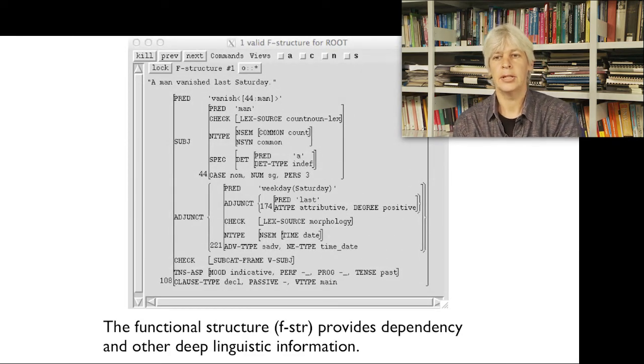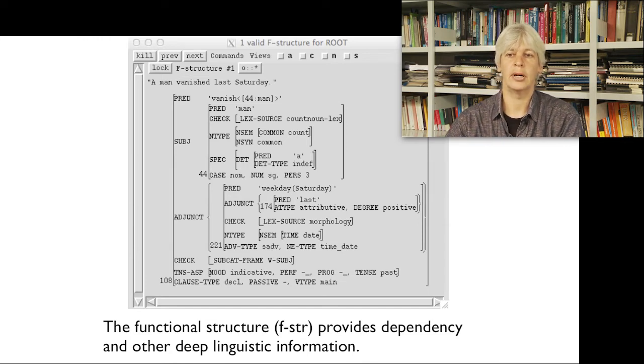And in addition to the linear order and the constituency structure, you also get something called a functional structure in LFG, or an F structure. This provides dependency and other deep linguistic information. So what you've got here, for a man vanished last Saturday, is the information that there is a main predicate vanish, its subject is man, indefinite, singular, third person. The clause is declarative, not passive, indicative, and past tense. You also have information that it's modified in some way, that there's an adjunct, a weekday, Saturday, and that the time was at some point last Saturday. So Saturday is modified by last. You have all that information in there.